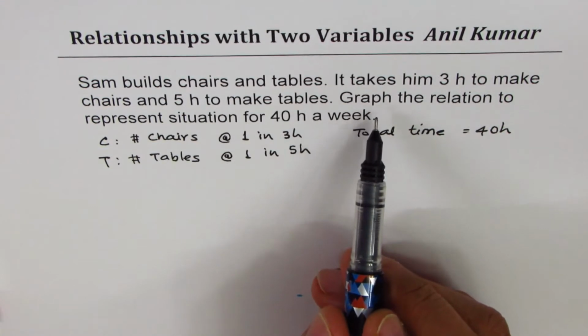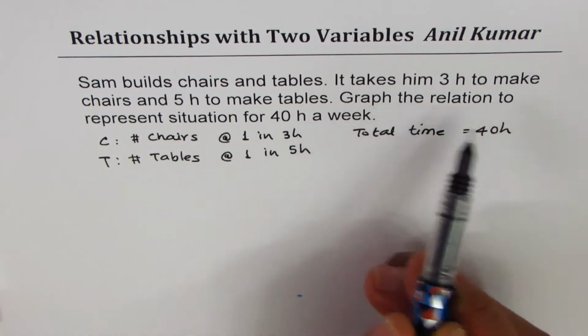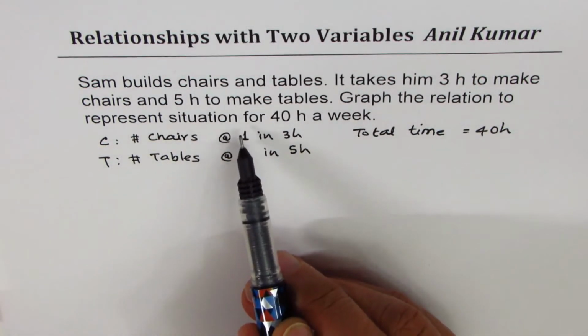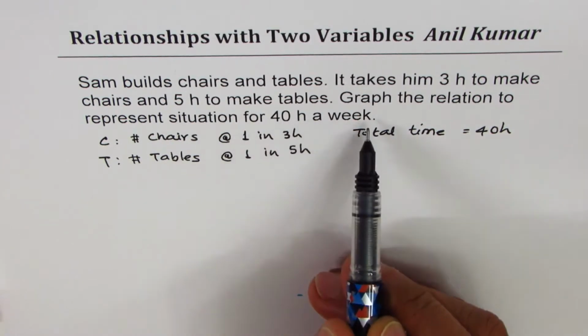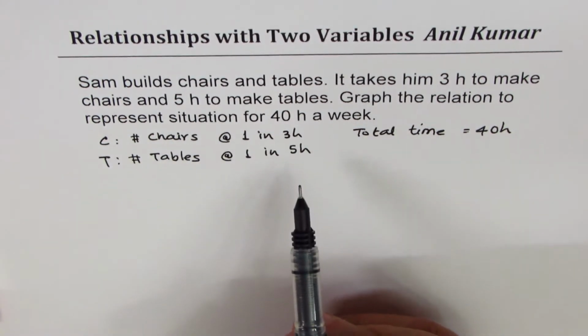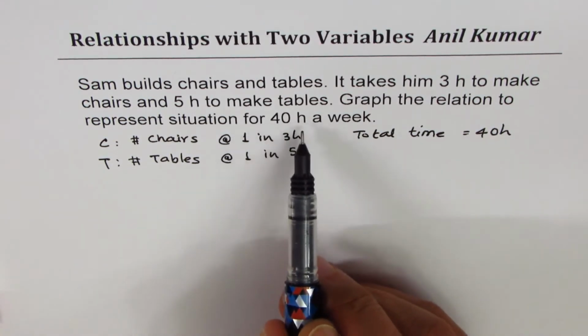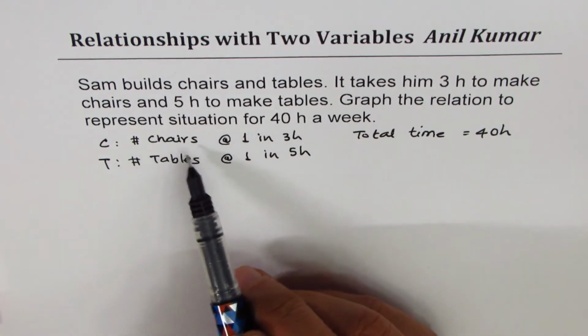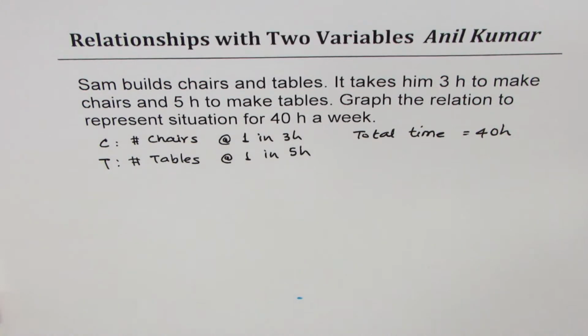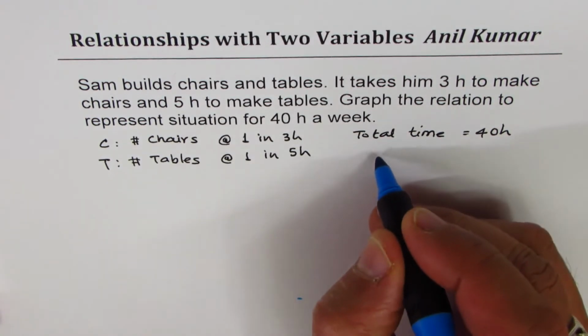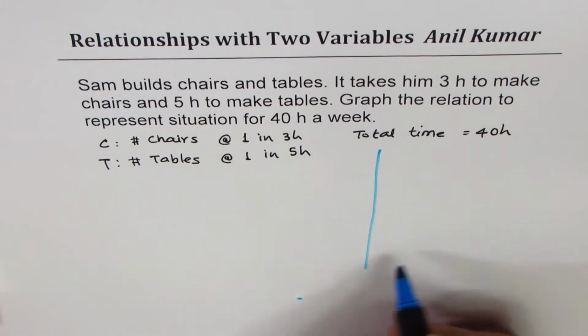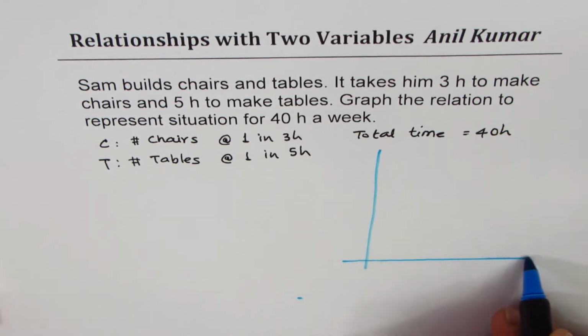What do we need to do? We need to graph the relation to represent the situation for 40 hours a week. Now what will that mean? It really means that in 40 hours, how many chairs and tables can Sam make? Right? All possible combinations. That is what it means. So basically, we have to graph and figure out how many chairs and tables.